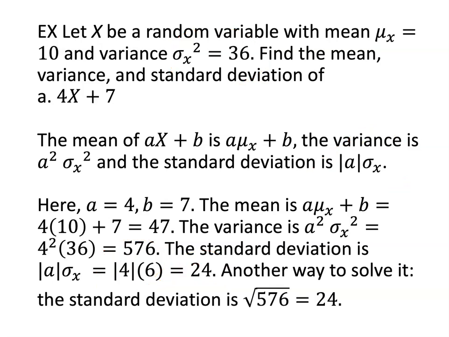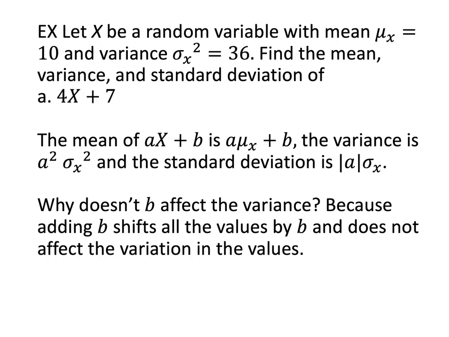Another way to solve it is by using the fact that the standard deviation is just the square root of the variance. So if the variance is 576, then the standard deviation is the square root of 576, which is 24. So whether you use this formula or simply take the square root of the variance, you're going to get the same answer. It doesn't matter.